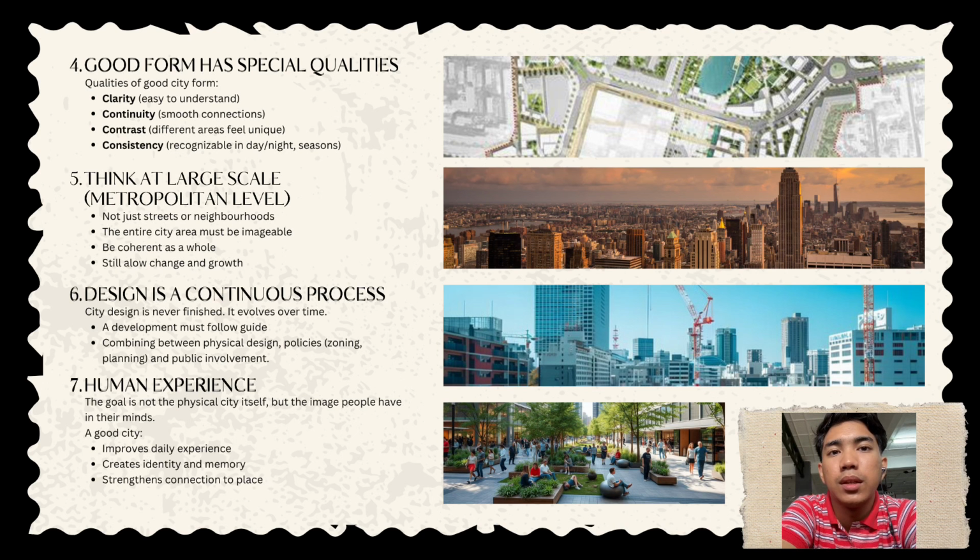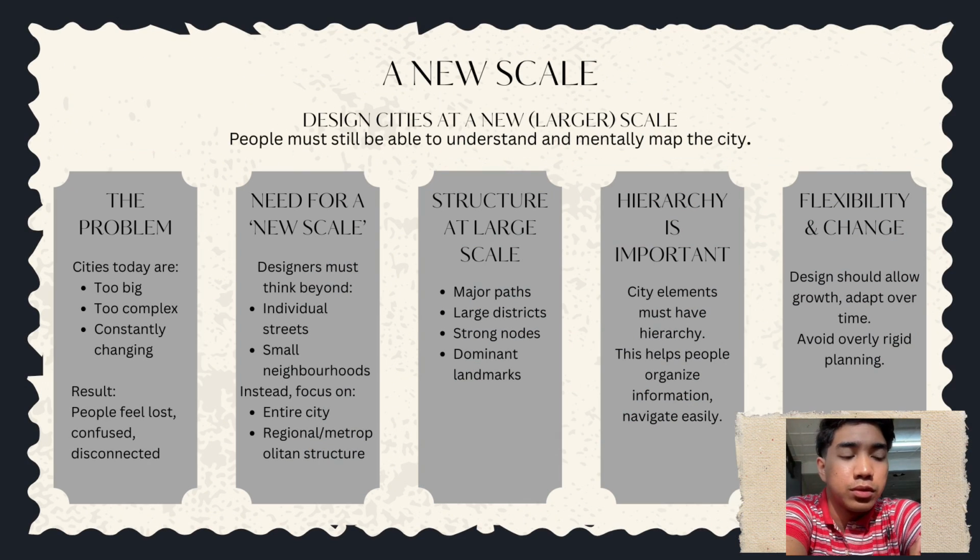For example, paths help people move through the city, nodes organize activity and movement, districts give identity to different areas, and landmarks help people orient themselves. When all these elements work together, the city forms a unified and meaningful system, not just separate parts in a city. Now we move on to the last chapter, which is a new scale.